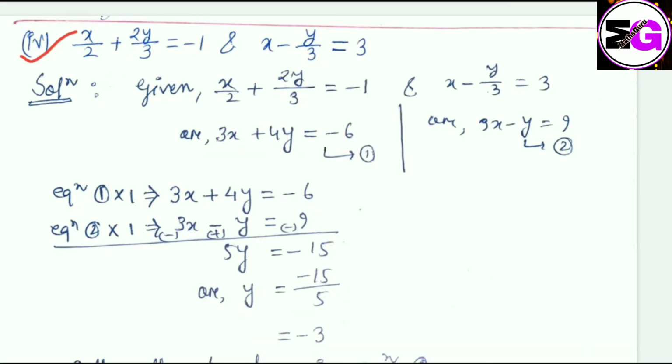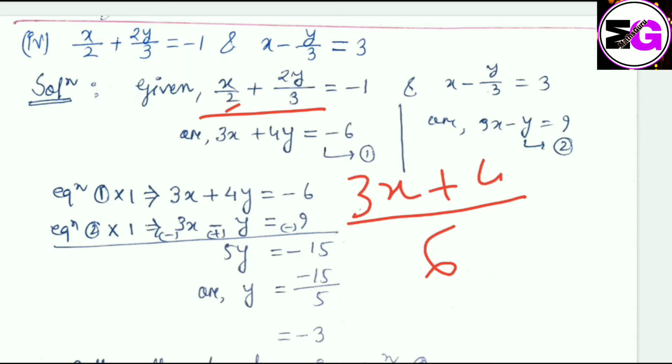So the next problem is x by 2 plus twice y by 3 equals to -1, and x minus y by 3 equals to 3. Let me write the given equations once again. So x by 2 plus twice y by 3 equals to -1. Simplifying, we take the LCM of 2 and 3, which is 6. So thrice x plus 4y equals to -6, multiplying 6 with -1.